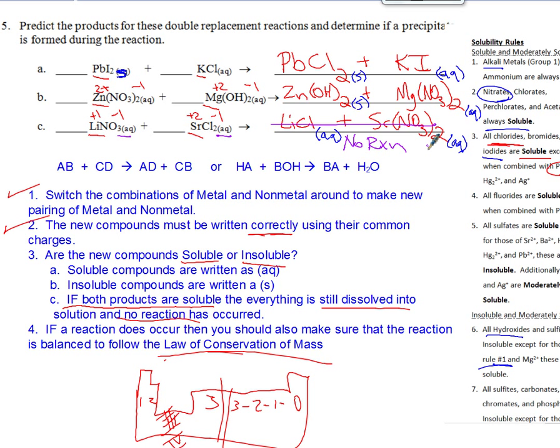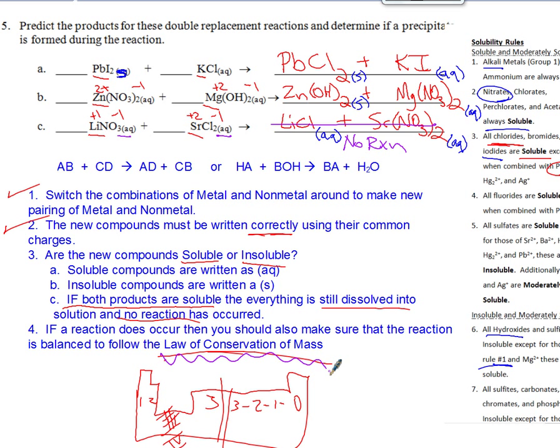The other two did produce a solid. Solids, by definition, are not dissolved in water. It sinks to the bottom. Most likely it's more dense than water. Very rarely is the solid not more dense. We call that a precipitate because it falls out of the solution to the bottom. It precipitates or falls to the bottom. So if a reaction has occurred, we need to make sure we balance the reaction so we can follow the law of conservation of mass.